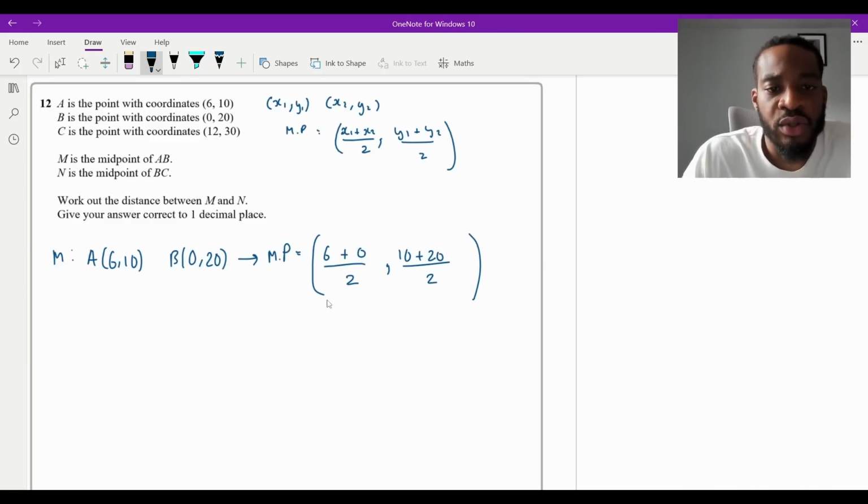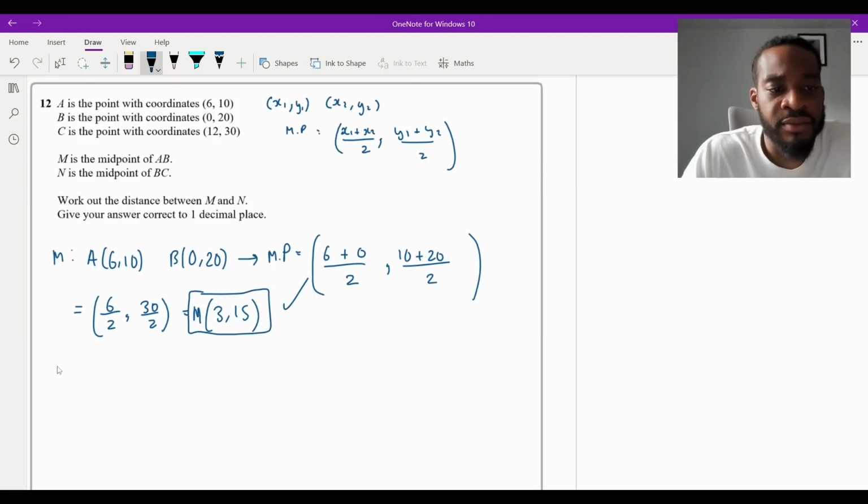Now what is that equal to? Tidying it up, that's going to be 6 divided by 2, and then 30 divided by 2, which is going to be (3, 15). Okay, so we now know the coordinates of M. I'm going to write M here, like that, and I put this in a box. So we have the coordinates of M, it's (3, 15).